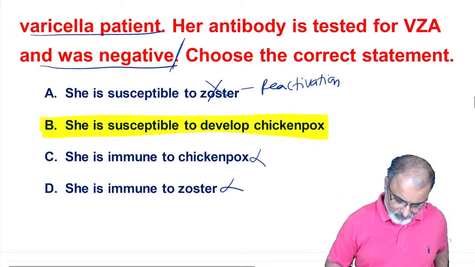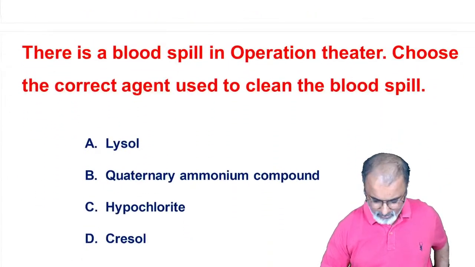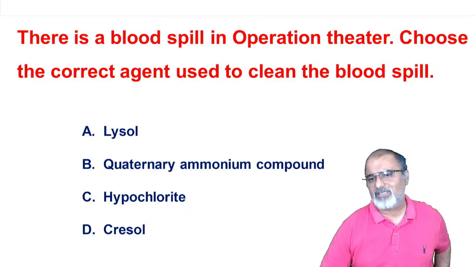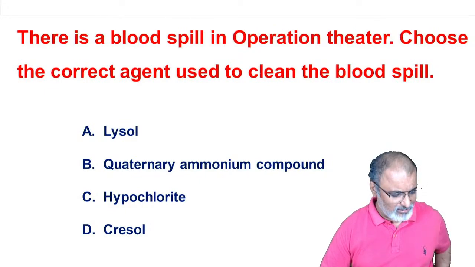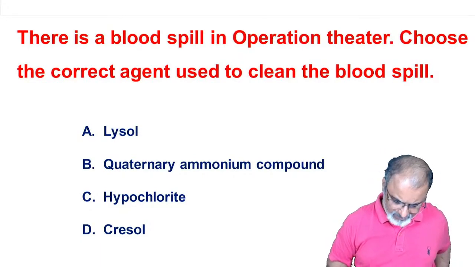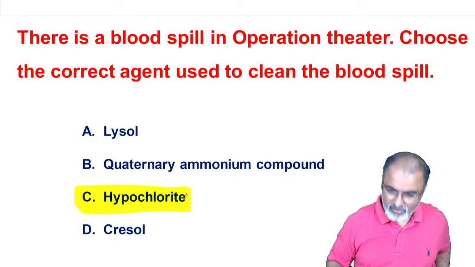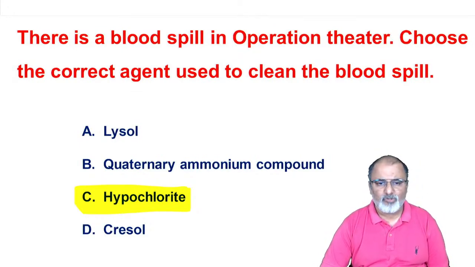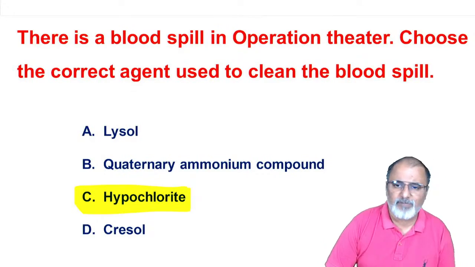Next is, there is a blood spill in the operation theater. Many times this question is asked: choose the correct agent used to clean the blood spill. So the question is how to manage spillage of body fluid or blood. Wherever there is blood spillage, the best method to manage is hypochlorite. Sodium hypochlorite or calcium hypochlorite or bleaching powder. You call it bleach, to manage the blood spills.